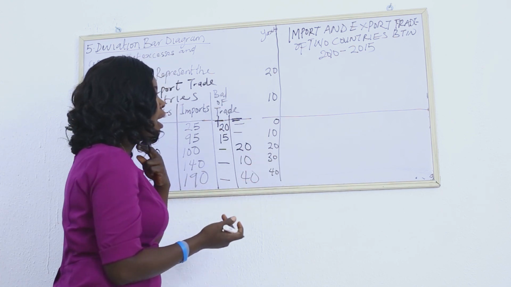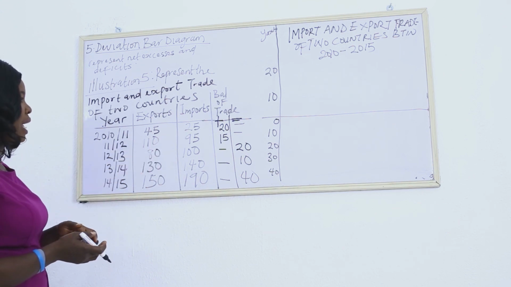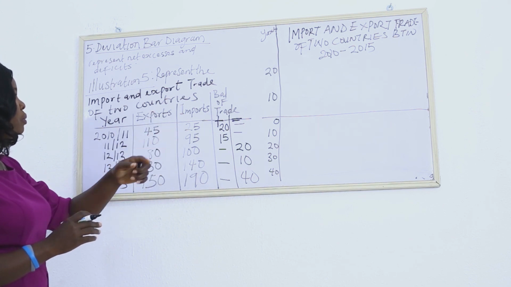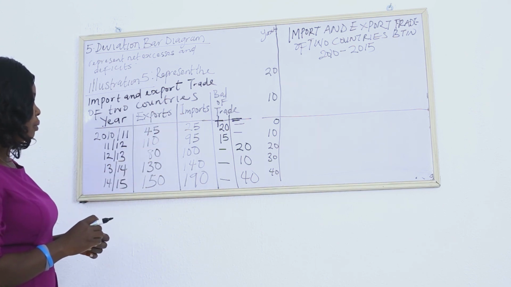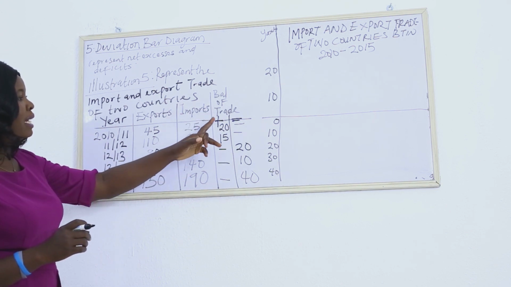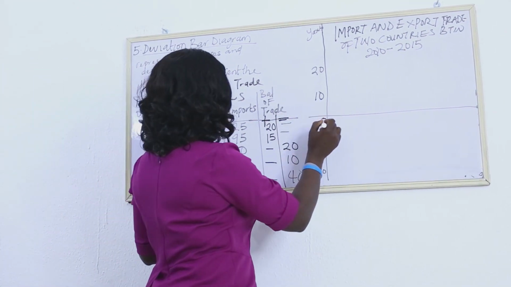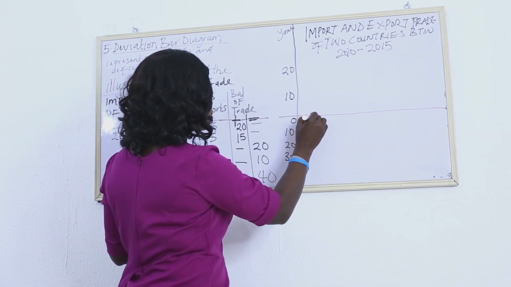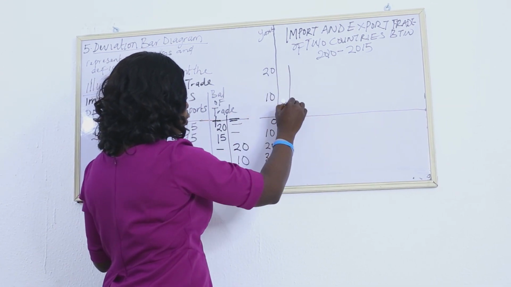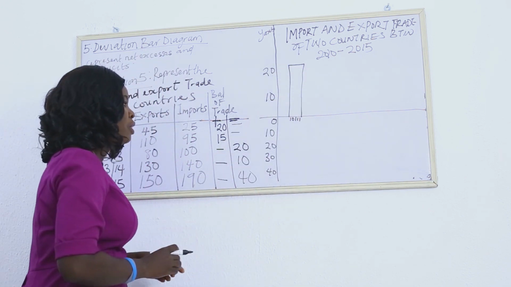So how do I draw out my deviation diagram? Don't forget that the years are always represented on the x-axis. But before I represent the years on the x-axis, let me draw one or two of the deviation bars. The first one says 2010-2011, and the balance of trade is a surplus of 20. So I come here and represent 2010-2011. I have a surplus of 20.